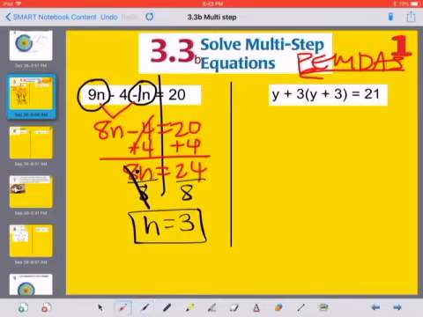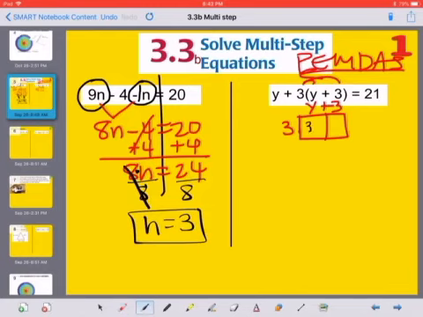On this next one, though, we do have a little bit more going on here. We have some parentheses that we need to get rid of. We need to multiply. If you can multiply without a box, go ahead. I'm going to use the box to help me multiply. 3 and then y plus 3.